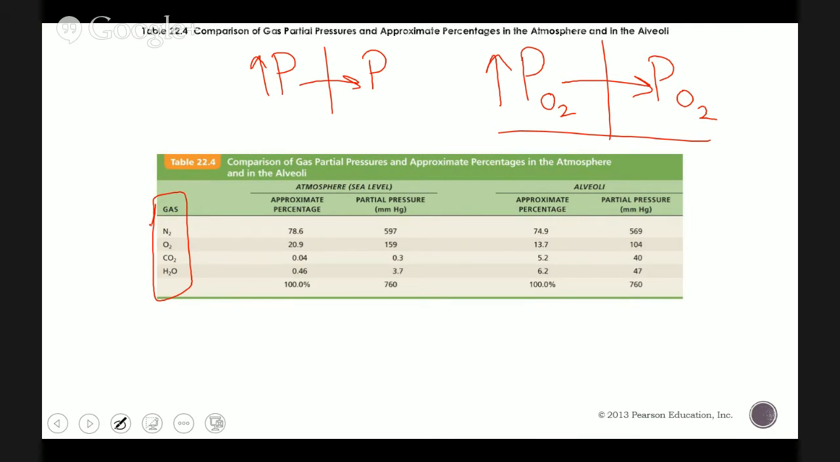So this is the mixture of gases that we find in the air, the approximate percentage, and then these are the partial pressures of each of those gases, and then when you add that up, it comes out to 760 millimeters mercury. You can see the highest percentage of gas carries the highest partial pressure, and so on and so forth. Make sense?